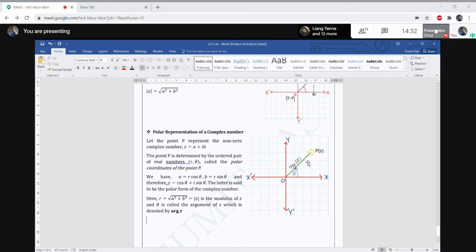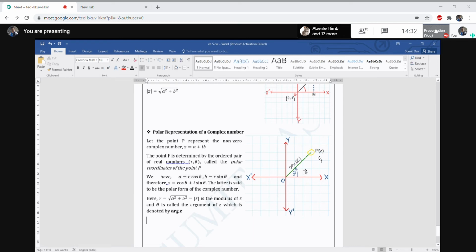Okay, so what is r, what is theta, is it clear? r is the distance of the point P from the origin. P is nothing but the complex number. Here is the complex number point, and the distance from the origin is denoted by small r, and the positive angle which it makes with the x-axis is called theta. And this r and theta are the polar coordinates of P. We have a equal to r cos theta, and b equal to r sin theta.